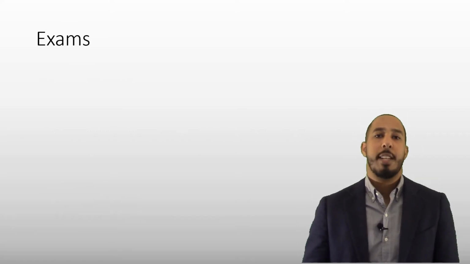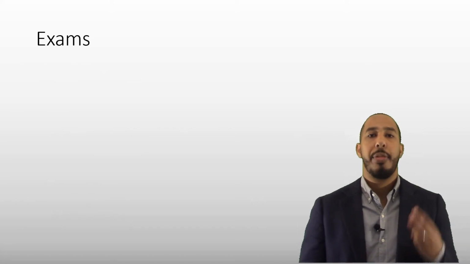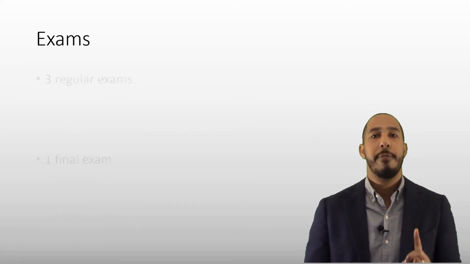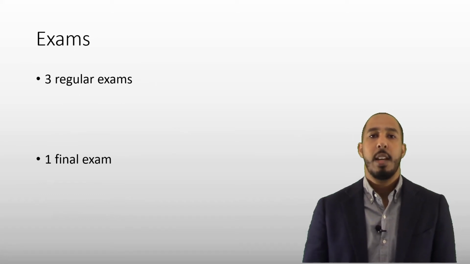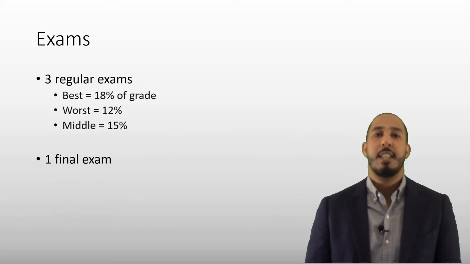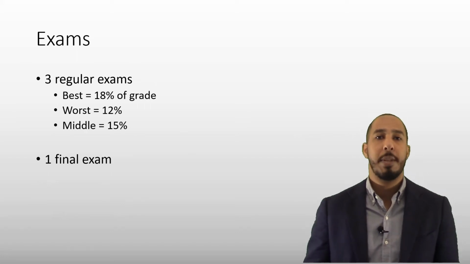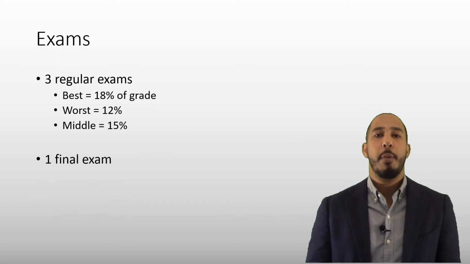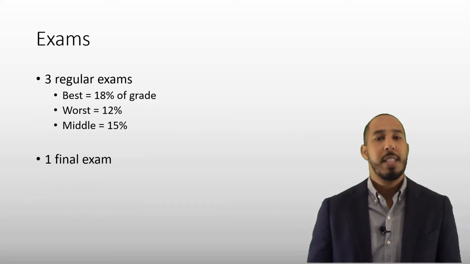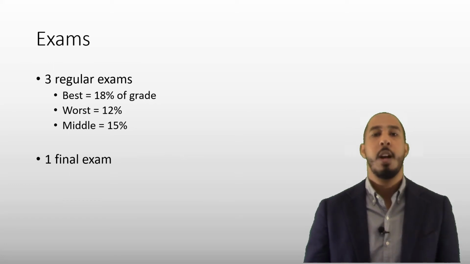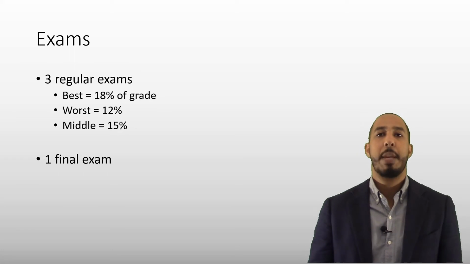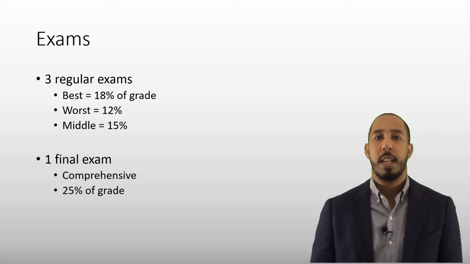Now for how your grades are determined. We're going to have 3 regular exams and 1 final exam. Each of these exams will be given online in Canvas. The regular exams will be weighted such that your best exam will be worth 18% of your grade and your worst exam will be 12% of your grade. The remaining exam will be 15% of your grade. This weighting scheme should give you a little bit of room for error if you happen to underperform on one exam throughout the semester. The final exam is going to be comprehensive and will count for 25% of your total grade.